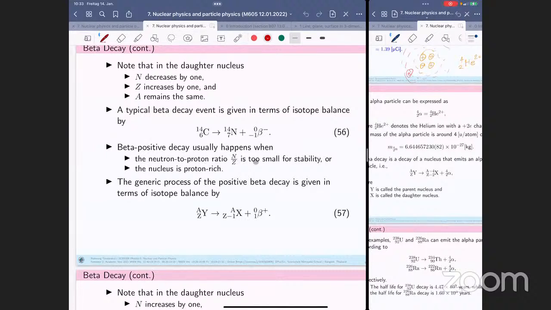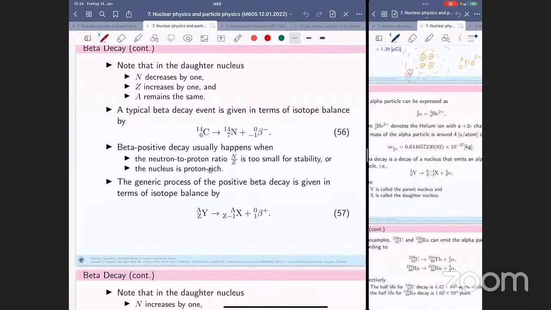So nature will try to convert the proton to a neutron, and that's the reason, the origin of this process. When is this process going to take place? Once the nucleus is proton rich. Proton rich, what does that mean?